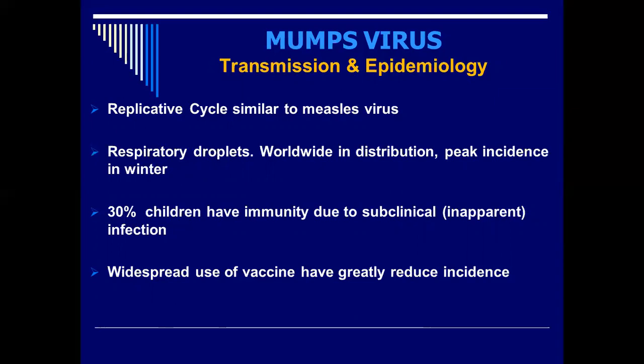Mumps infection mostly occurs in the winter season. Almost 30% of children have immunity due to subclinical or inapparent infection. The virus is present in the environment every winter season, so the population is continuously exposed to the virus. Because of this, almost 30% of the children are already exposed. They have inapparent infections, so they have immunity that can protect them from severe complications or the onset of this disease.